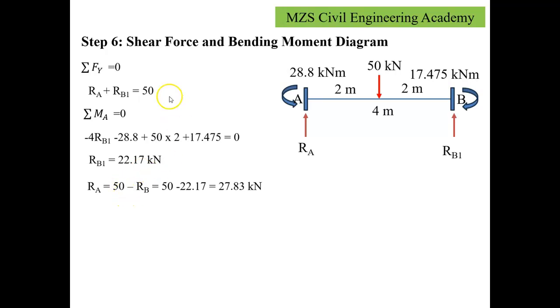Back substituting this value in the previous equation which we received from summation of Fy, we can write RA equals 50 minus RB1. So it comes to 50 minus 22.17, which comes to be 27.83 kilonewton.